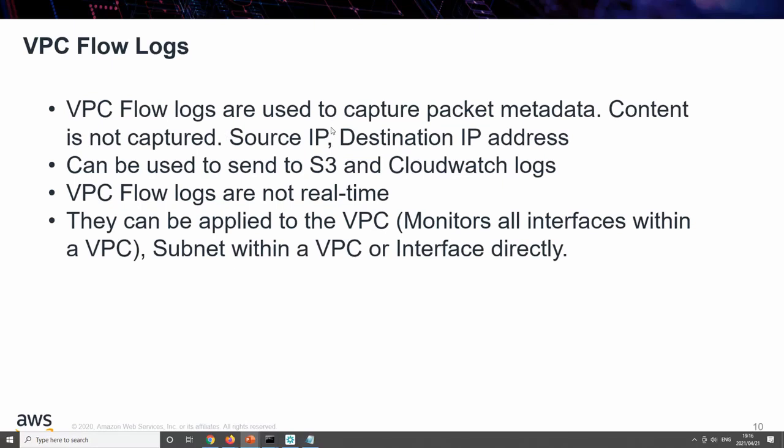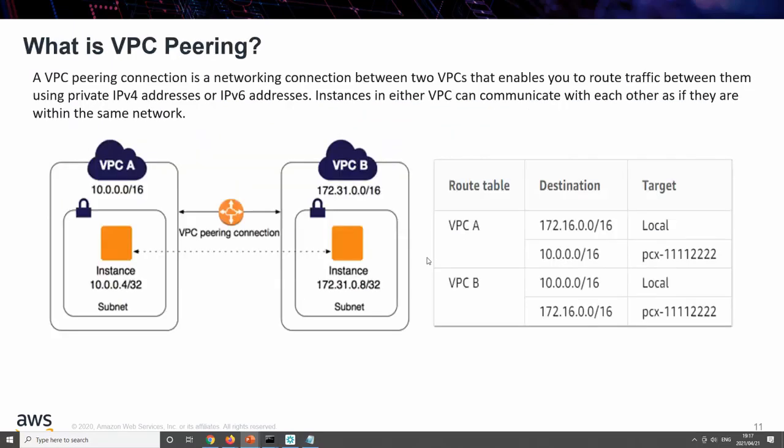And Flow Logs can monitor at three levels. It can monitor at the VPC level, where it monitors all the interfaces in the VPC. It can monitor at the subnet level, so it monitors all the interfaces within a specific subnet. Or it can monitor at a specific EC2 instance's interface itself. So the granularity can be done at three levels. And during the demo, we will do it for the interface level.